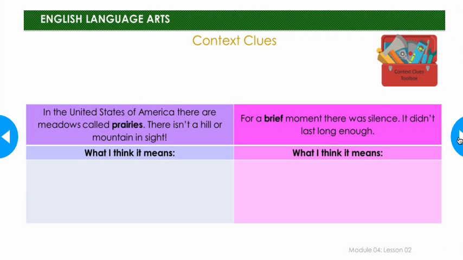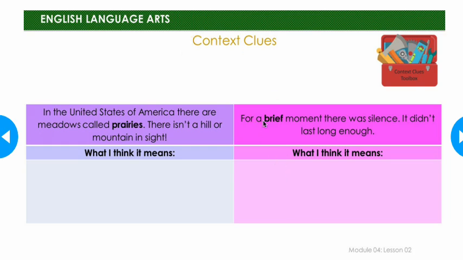Right here, we have the word prairie. And for us in Kansas, I hope we know what a prairie is. In the United States, there are meadows called prairies. There isn't a hill or mountain in sight. Well, a prairie is going to be similar to a meadow. See how it says a meadow is called a prairie? So what I think it means is a prairie is a large space of land that doesn't really have many hills and there are no mountains, and it's a big grassy area like a meadow.